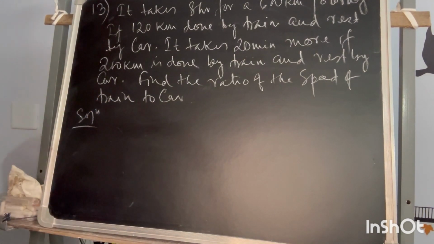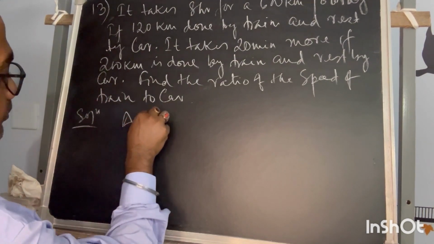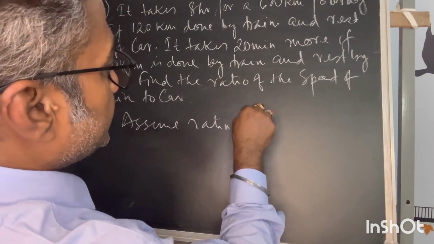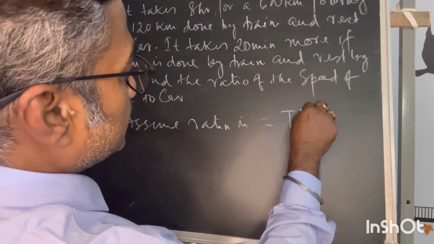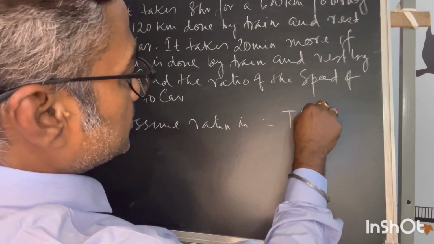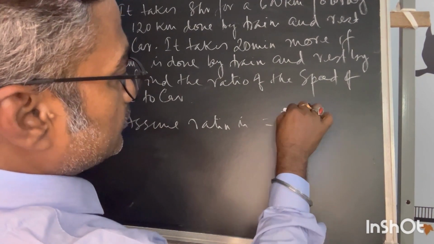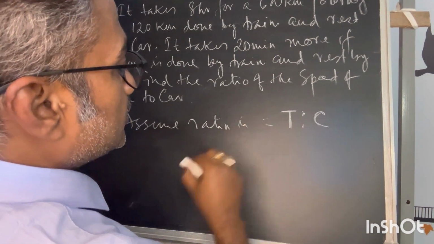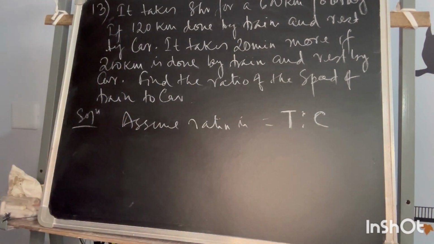What we have to assume: the ratio is train is to car. This is the ratio of the speed. T is denoting the speed of the train, and C is denoting the speed of the car.